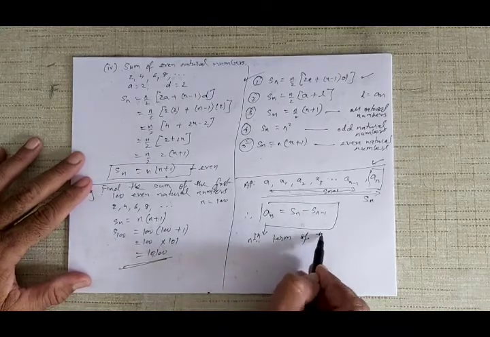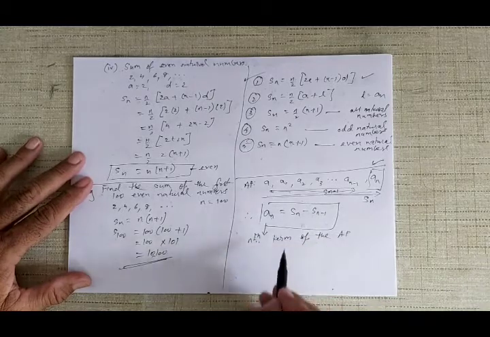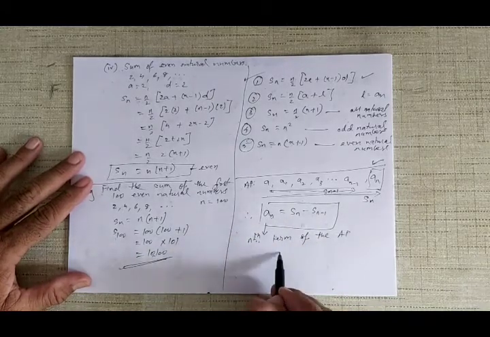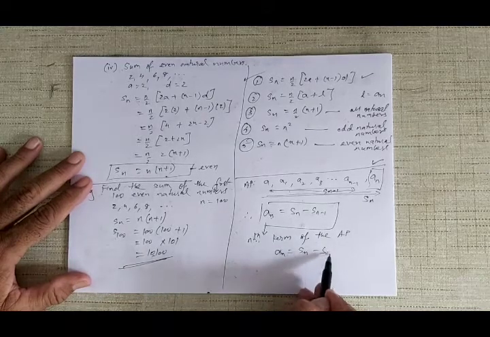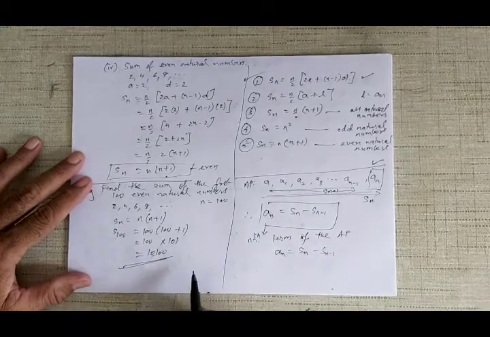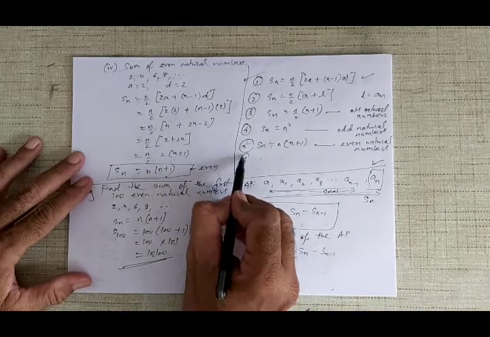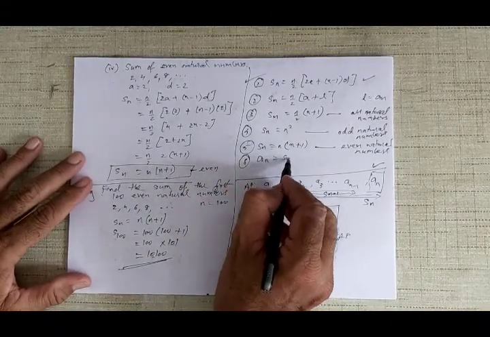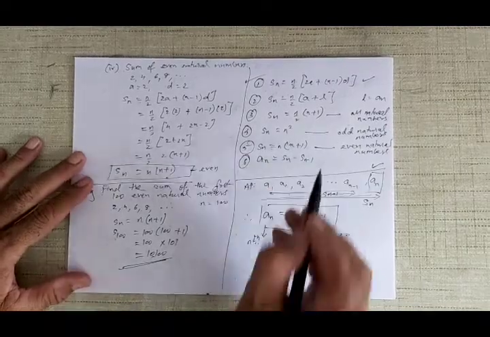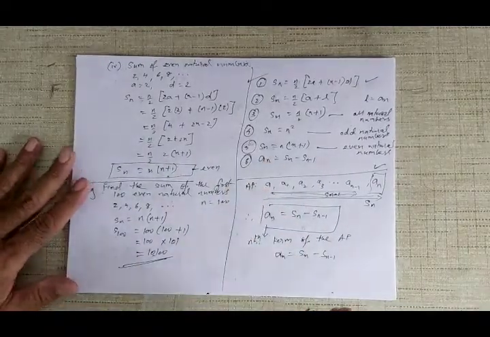The nth term of the AP can be found out by using this formula. A of n is the sum of n numbers minus the sum of n minus 1 numbers. So this is one more formula that you can add here, and that is A of n is equal to S of n minus S of n minus 1. These 6 formulas you should know.